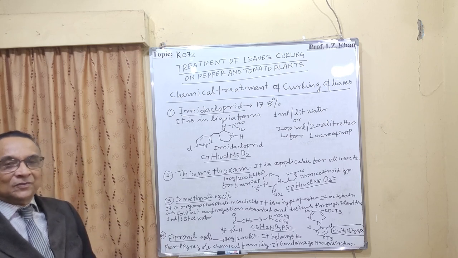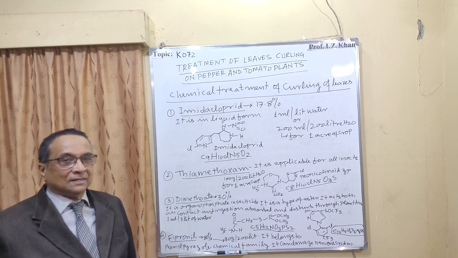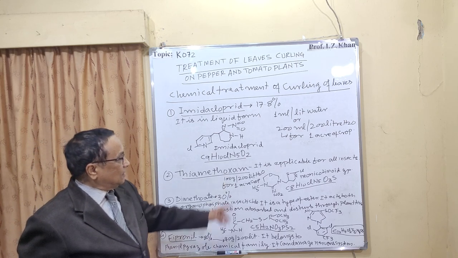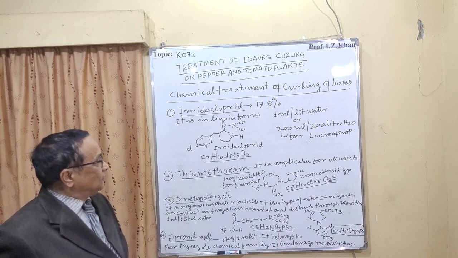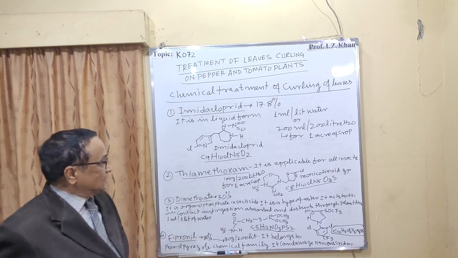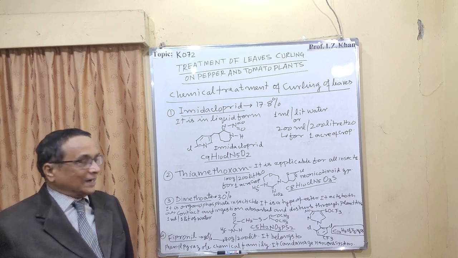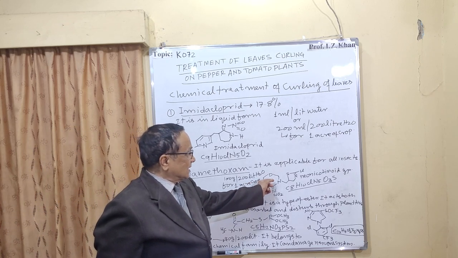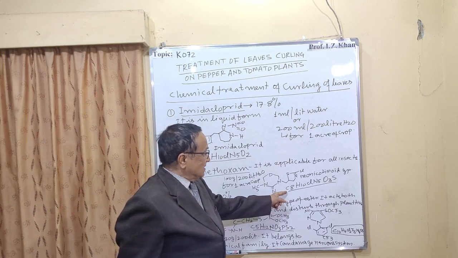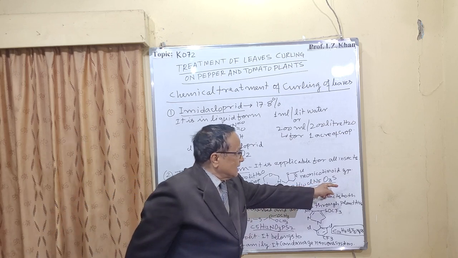The second one, which is very common to use for pepper and tomatoes leaf curling disease, is called thiamethoxam. Thiamethoxam is a sulfur compound, and it is applicable for all types of insects and pests. It is very effective, and it is in solid form, 100 gram in 200 liter of water for 1 acre. And this is the structure of thiamethoxam, and the formula is C8H10ClN5O3S. Thia stands for sulfur.